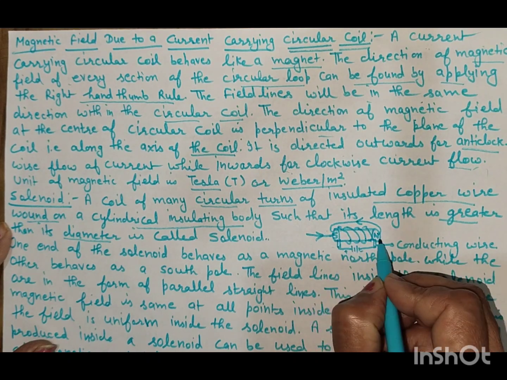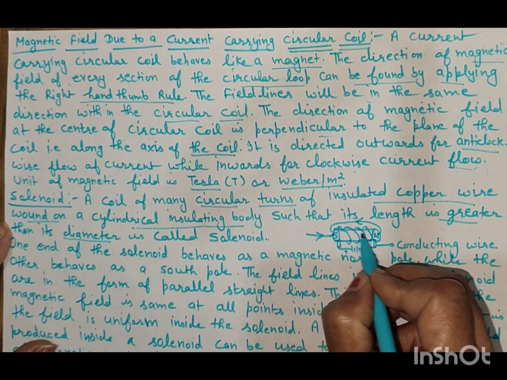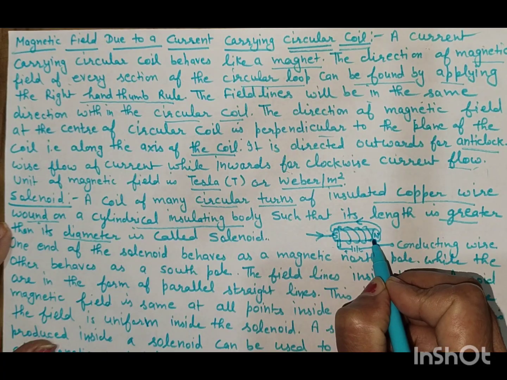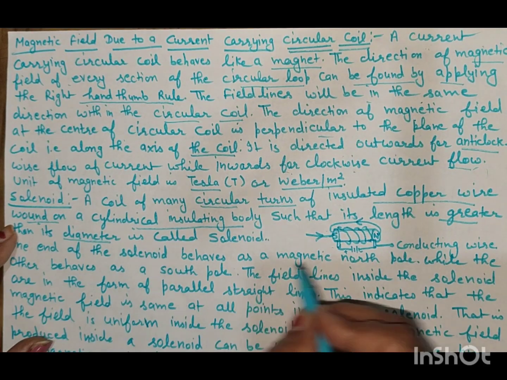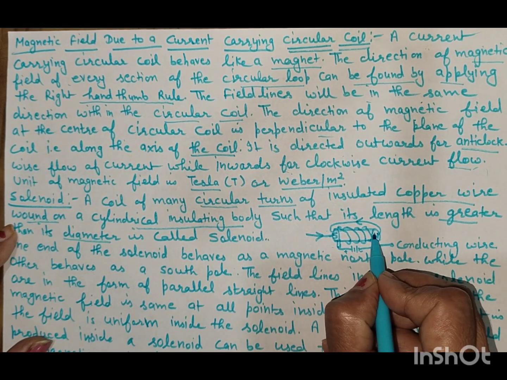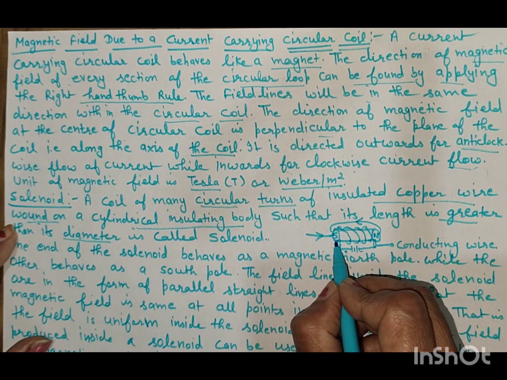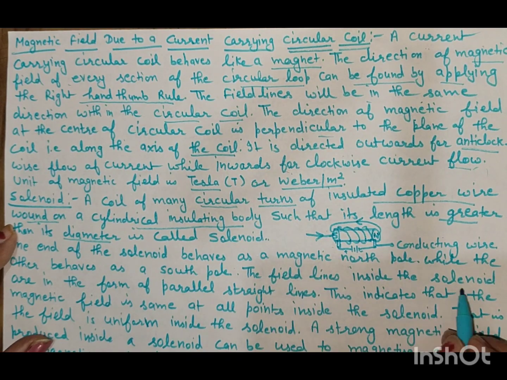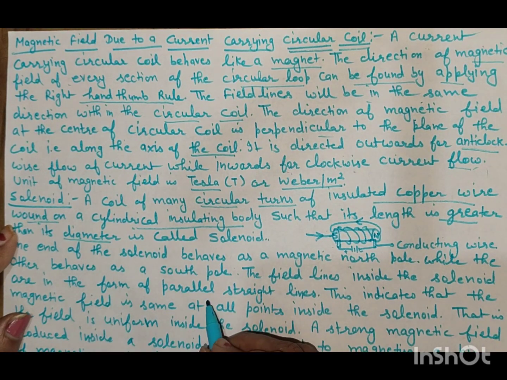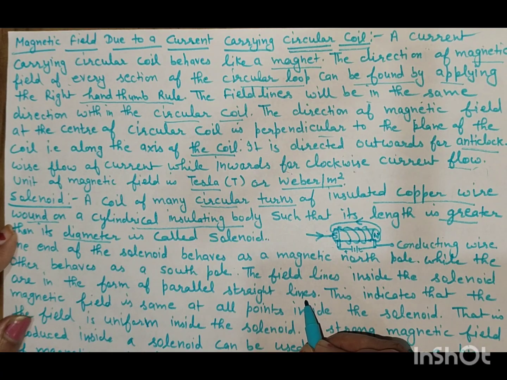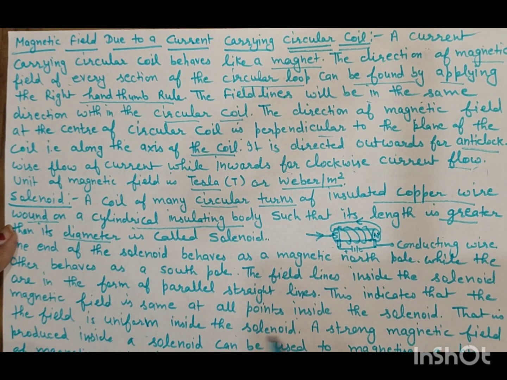This is a solenoid, and circular turns of wire are wrapped on it. One end of the solenoid behaves as a magnetic north pole and the other as the south pole. The field lines inside the solenoid are in the form of parallel straight lines. This indicates that the magnetic field is the same at all points inside the solenoid, that is, the field is uniform inside the solenoid.